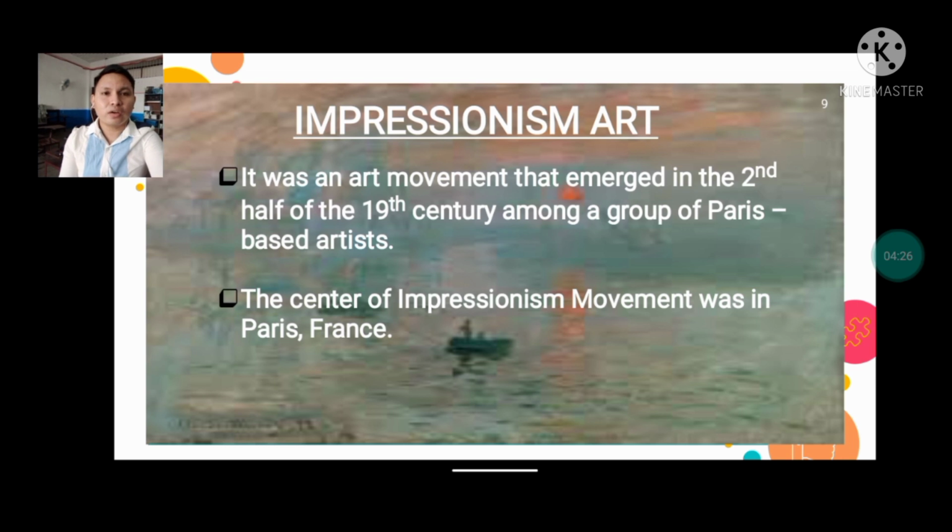The first we are going to discuss is all about the Impressionism art. So when we say Impressionism art, it was an art movement that emerged in the second half of the 19th century among a group of Paris-based artists. The center of Impressionism movement was in Paris, France.